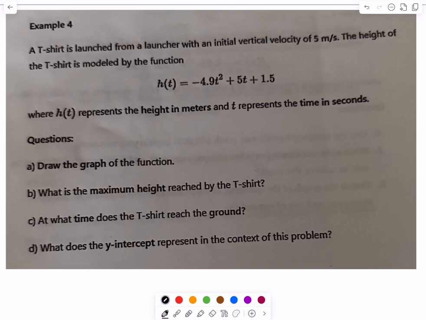What is the maximum height reached by the t-shirt? At what time does the t-shirt reach the ground? And what does the y-intercept represent in the context of this problem? I'm not sure if you're allowed to use graphing calculators or not. If you're not, one thing you can do is make a table. Choose several values of t, find the corresponding y, and plot the points.